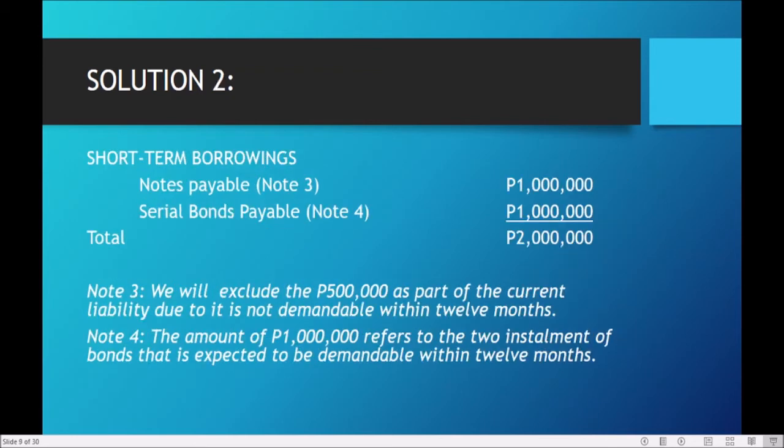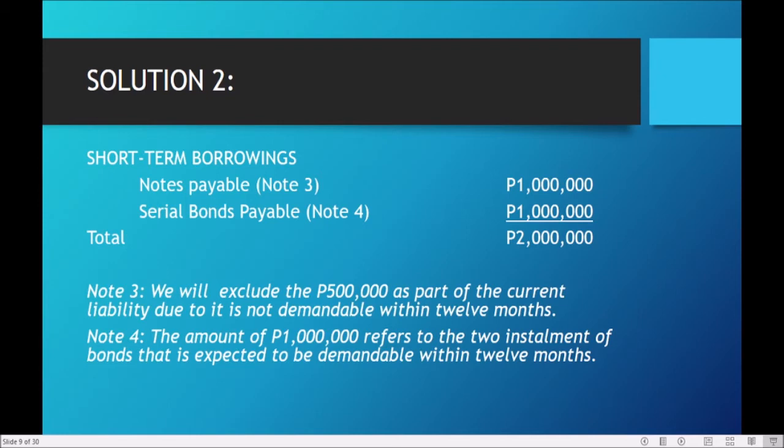Okay? Next, short-term borrowings, no? Notes payable 1 million. Okay? And then serial bonds payable 1 million lang. Okay? Bakit? Note 3. We will exclude the 500 as part of the current liability due to it is not demandable within 12 months. Yung 1 million, from the 1,500,000 na notes payable is already demandable within 12 months. So, it will qualify as current liability. Yung 500,000, pwede po siyang mailagay na lang as part of non-current liability.